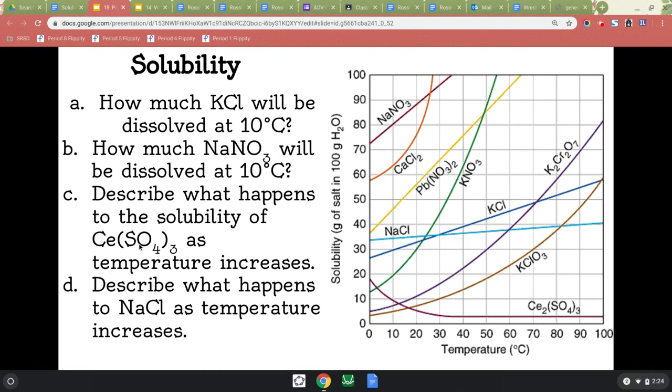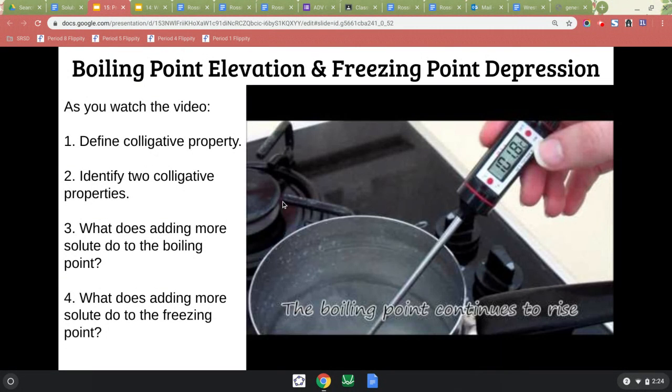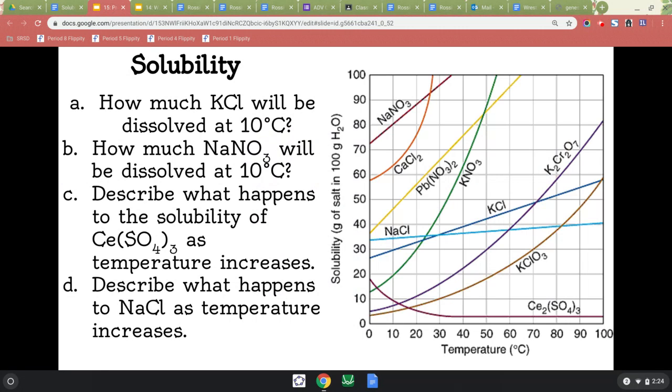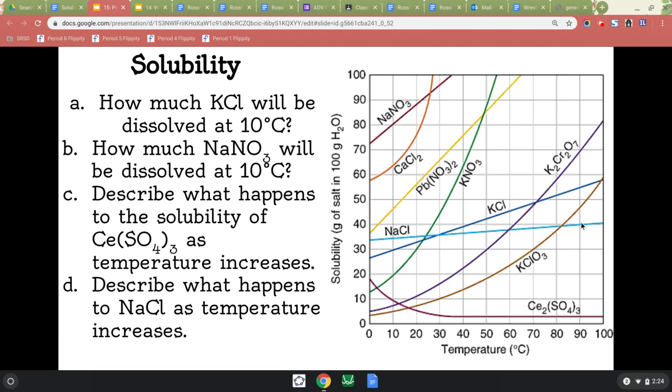So describe what happens to the solubility of cesium sulfate as temperature increases. So we talked about this a little bit already. As temperature increases, so following along the x-axis, the solubility is actually decreasing, and then it levels out. That's as much as it can be dissolved, and it's not going to dissolve anymore. So as temperature increases, less and less can be dissolved, and then it just totally flatlines. And then our last question, describe what happens to NaCl as temperature increases. So as temperature increases, here's our sodium chloride line, the lighter blue one. A little bit more, a little bit more, a little bit more can be dissolved. So as temperature increases, more and more NaCl can be dissolved or become soluble.